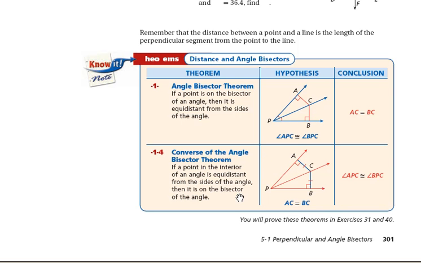The converse then is if a point in the interior of an angle is equidistant from the sides of the angle, then it is on the bisector of the angle. So now we're measuring again from each side of the angle. We're measuring this distance and this distance, and we find out they're the same. Then that point C must be on that angle bisector. Okay, so another theorem and its converse.